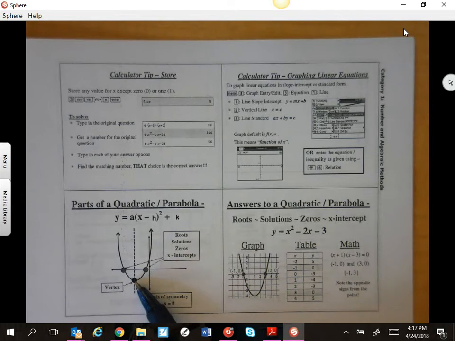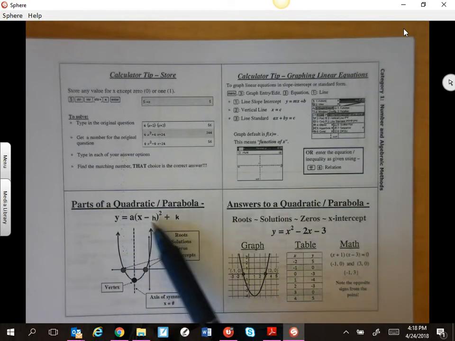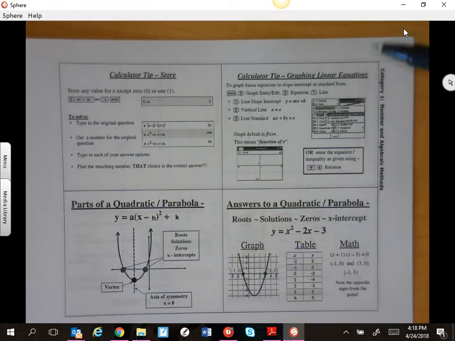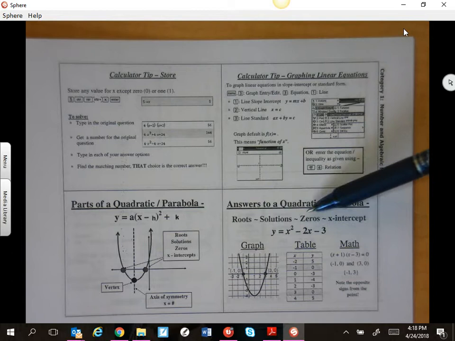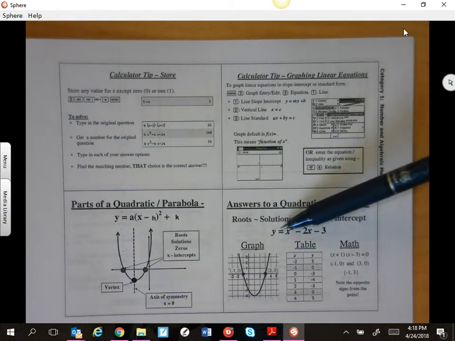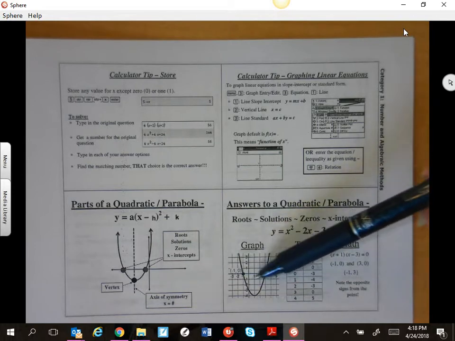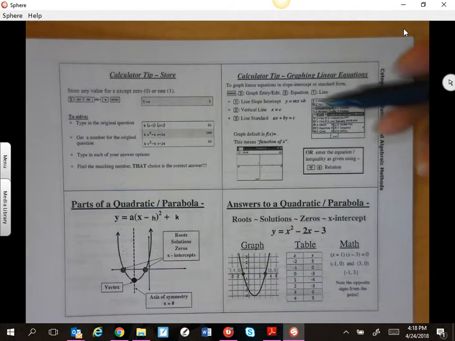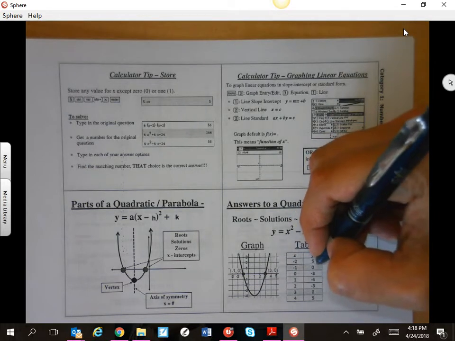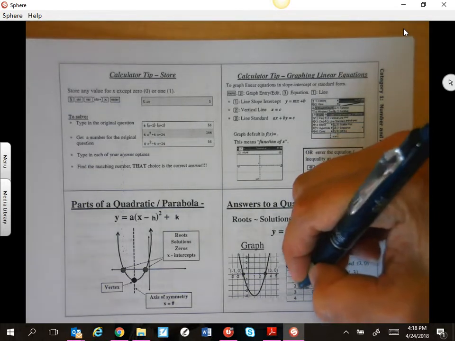We have a vertex, and our axis of symmetry is the x value of that vertex. And then we had vertex form, y equals a times x minus h squared plus k. Remember, insiders lie. And then an answer to a quadratic or a parabola, meaning our roots, our solutions, our zeros, and our x-intercepts. So when we graph, we're looking for where those values cross the x-axis. In a table, we're looking for where y is 0.